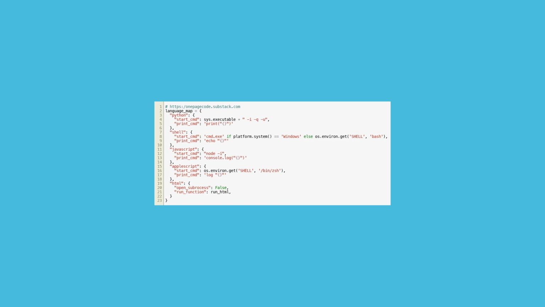For example, for Python, the start_cmd value is set to sys.executable plus "-i -q -u", which starts the Python interpreter in interactive, quiet, and unbuffered mode. The print_cmd value is set to print, which is the command used to print output from the Python interpreter. In addition to the programming languages mentioned above, the language_map dictionary also contains a mapping for HTML. For HTML, the open_subprocess value is set to false, indicating that the HTML content should not be run as a subprocess. Instead, the run_function value is set to run_html, which is a function defined elsewhere in the codebase that is used to display HTML content in the user's default web browser.